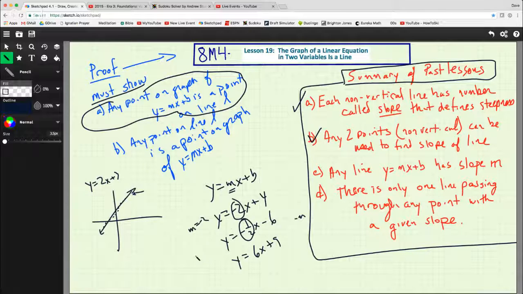The slope of this guy is negative 1/2, and the slope of this guy is 6. It's just that number that's the coefficient of x. That's the third thing that's key.